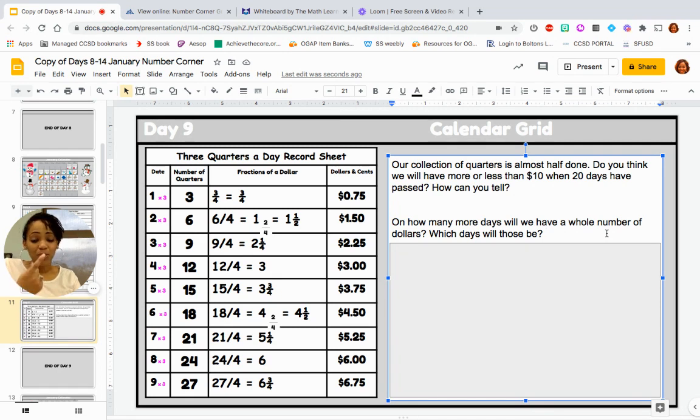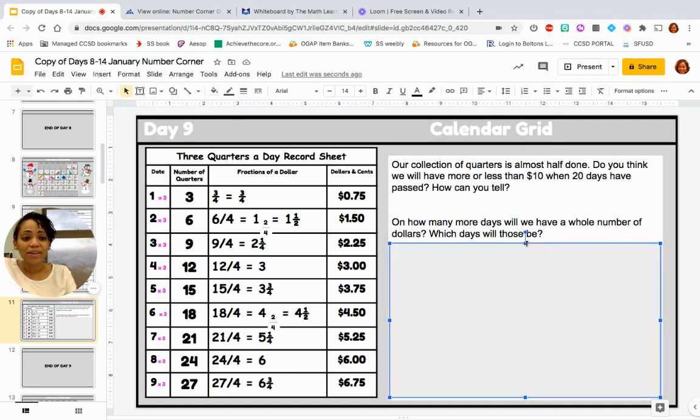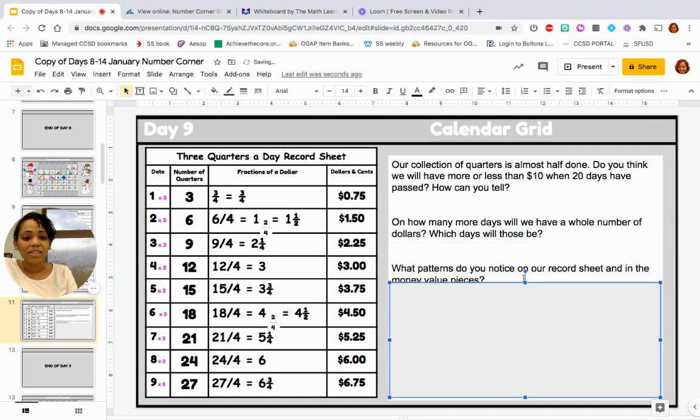Right, on day 12, we should have a whole dollar. If we're talking about multiples of 4, so 4, 8, 12. What else? Right, day 16, we would have whole dollars. Talking about multiples of 4. Very nice. All right, let's look at the next question.